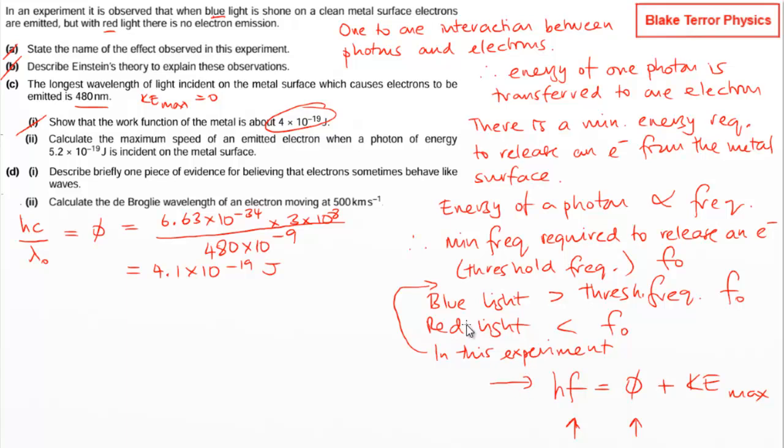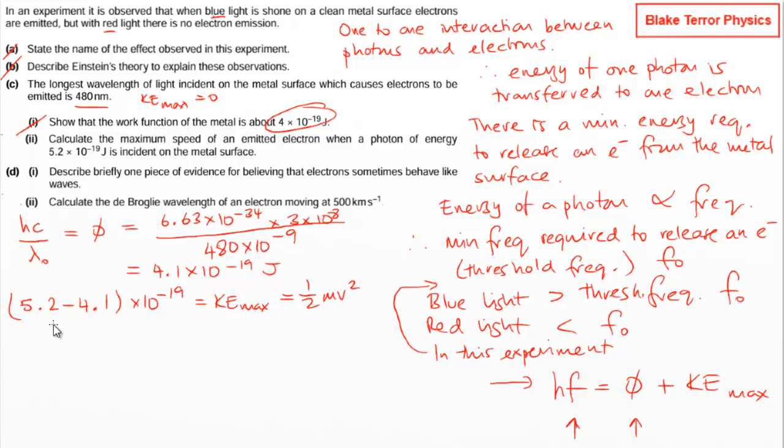They're giving us the hf or the hc over lambda, whatever you want to look at. So we've got 5.2 times 10 to the minus 19. Take off the work function, so 5.2 minus 4.1 times 10 to the minus 19. That is equal to our KE max, which is equal to a half mv squared.